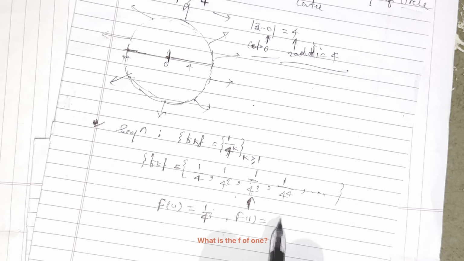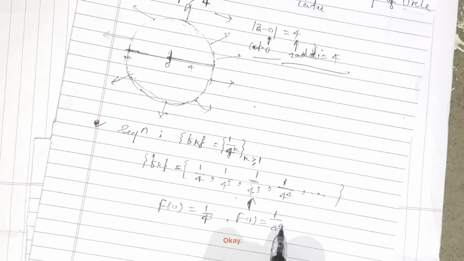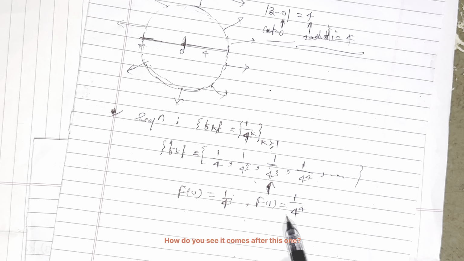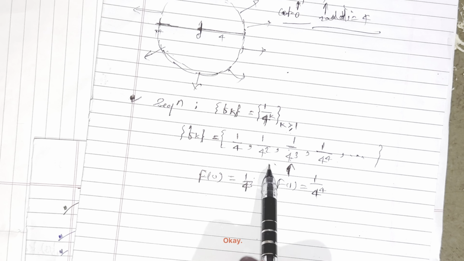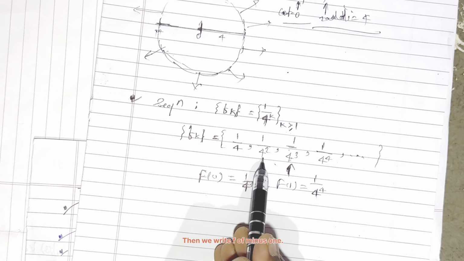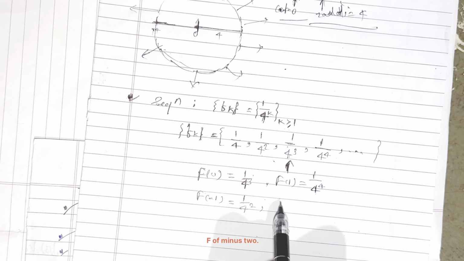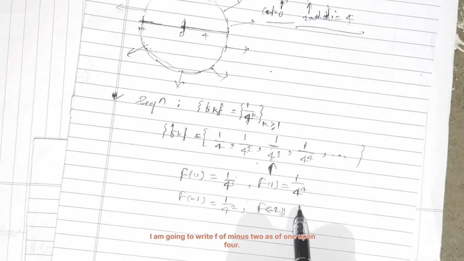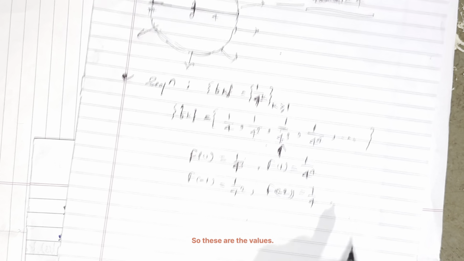What is f of 1? 1 upon 4 raised to 4. This one is our f of 1. And 1 upon 4 raised to 5, 6, and other values come after this one, f of 2, f of 3, and so on. So what about this side? If f of 0 is there, then we write f of minus 1 as 1 upon 4 square. f of minus 1 is 1 upon 4 square. Then f of minus 2, I'm going to write as 1 upon 4. So these are the values.